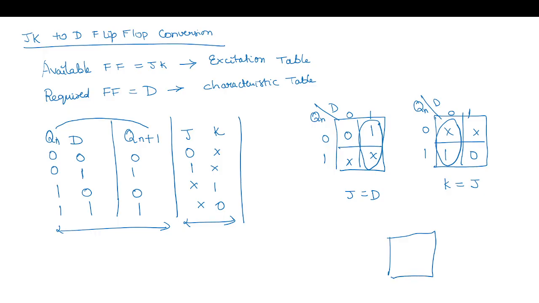So the JK flip-flop, Q bar. So this is the D input. The complementary value goes here. This is the clock. Okay, so any doubts?